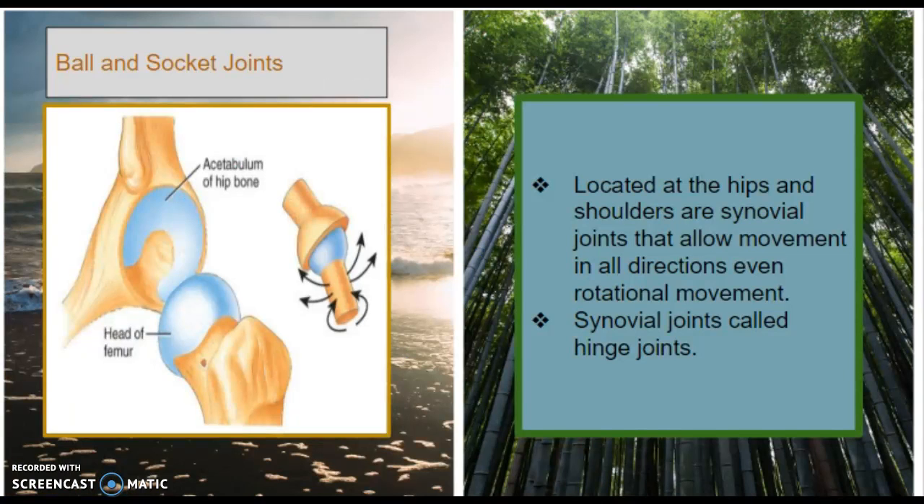Ball and socket joints, located at the hips and shoulders, are synovial joints that allow movement in all directions, even rotational movement. Synovial joints called hinge joints are like your arms, where your elbows are, and your knees.